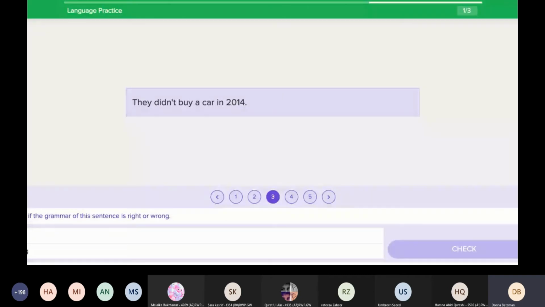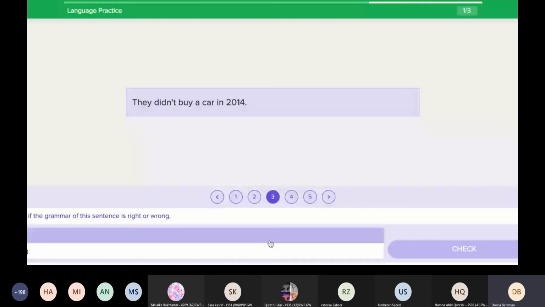They didn't buy a car in 2014. Is that right or is it wrong? Well, we're talking about in 2014. So we're talking about a time in the past. And didn't is the past. So they didn't buy a car in 2014. I think we can say that that is right.